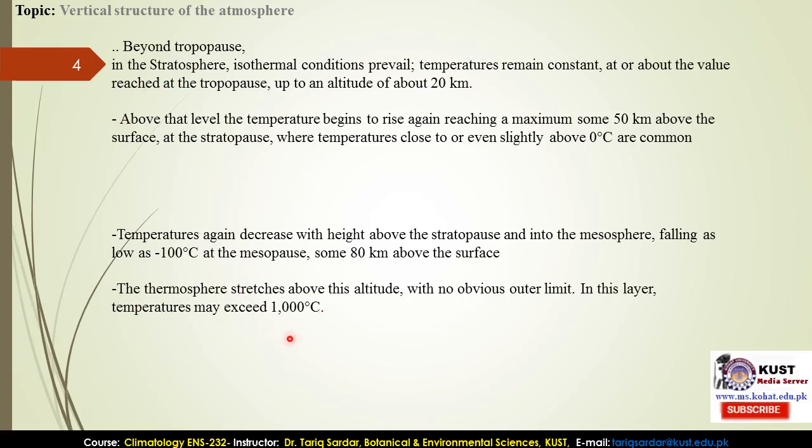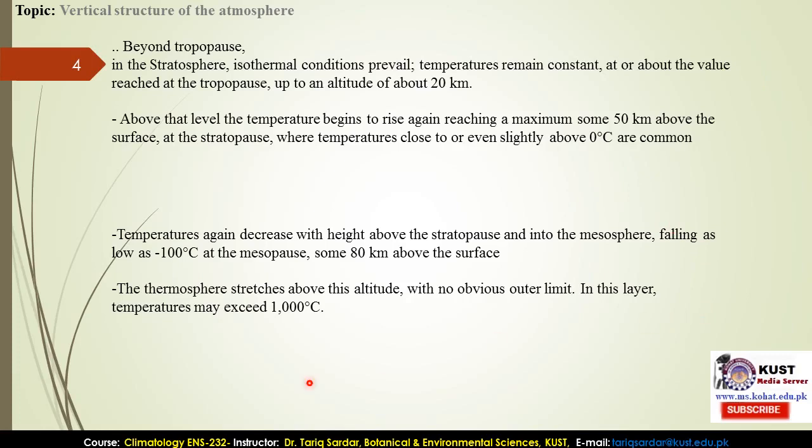mesosphere. Temperature again decreases, as I have shown in the graphic, with height above the stratopause, the upper limit of the stratosphere, and then goes toward the mesosphere, falling as low as minus 100 Celsius at the mesopause. At the mesopause level there is again a pause in that scenario, but the temperature at that point becomes minus 100 Celsius. If you go in the graphic, you will see that it is some 80 kilometers above the surface of the earth.